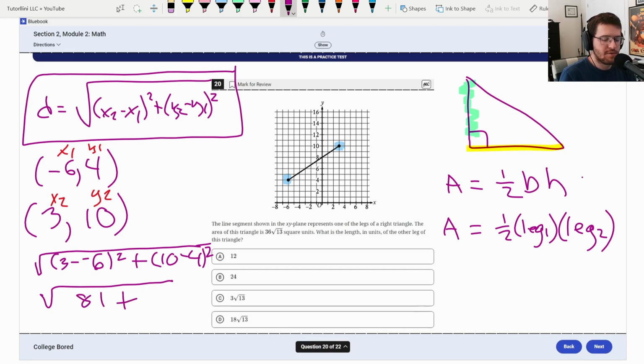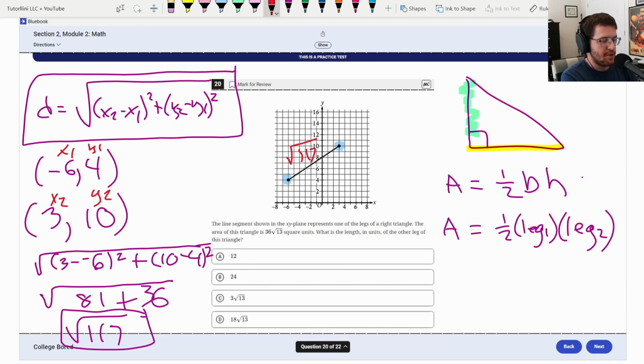And 6 squared, 10 minus 4 is 6. 6 squared is 36. Okay, what's 81 plus 36? That is 117, and I highly doubt that simplifies. So the length of that leg is square root of 117. Okay, so now we're going to start putting this into the formula.